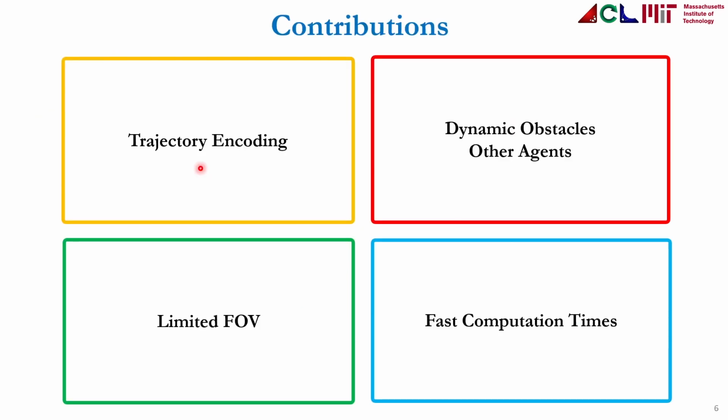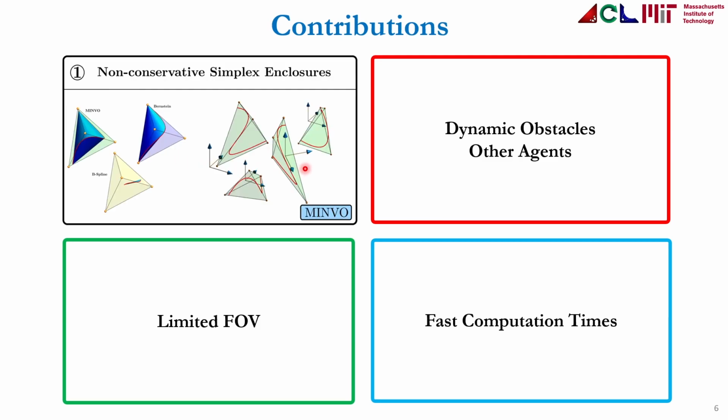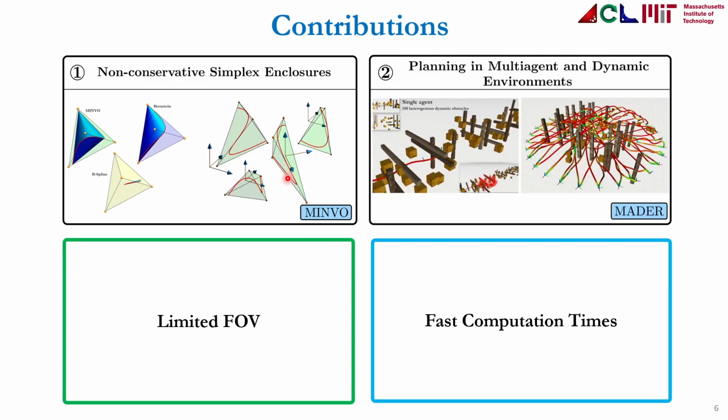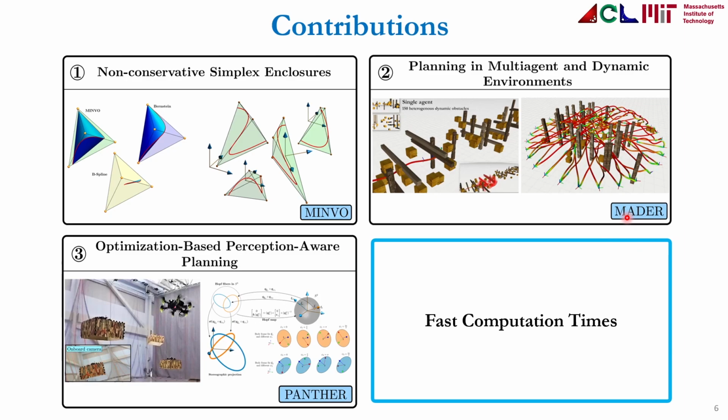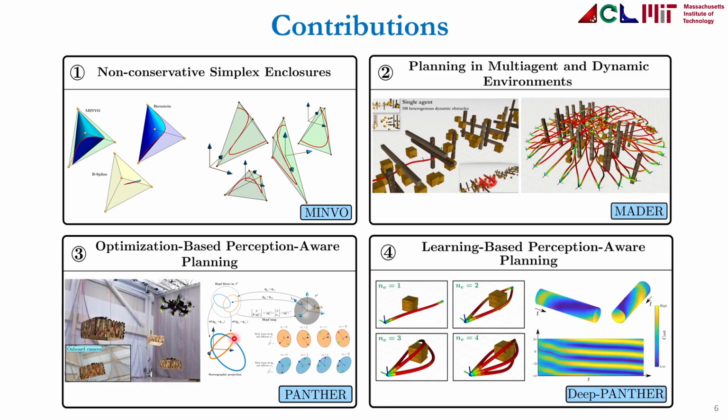So these four challenges lead me to the four contributions of this thesis. We answer the question of how to encode the trajectory in the constraints by developing a novel polynomial basis called the MINVO basis that is able to find the tightest possible simplex of a given interval of a polynomial graph. Then we are able to ensure safety in an environment that contains dynamic obstacles or other agents by developing this algorithm called MATE. After that, we will include a perception-aware term to take into account the limited field of view of the camera. And finally, we are able to speed up quite a lot the computation time by developing a learning-based framework. So let me start with the first contribution.